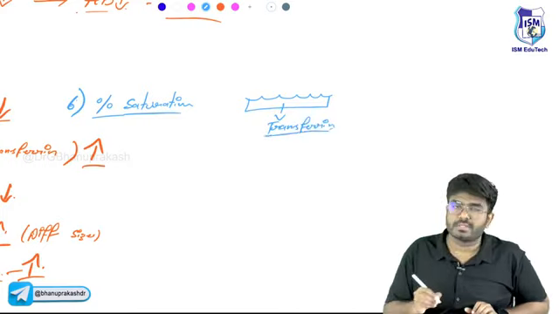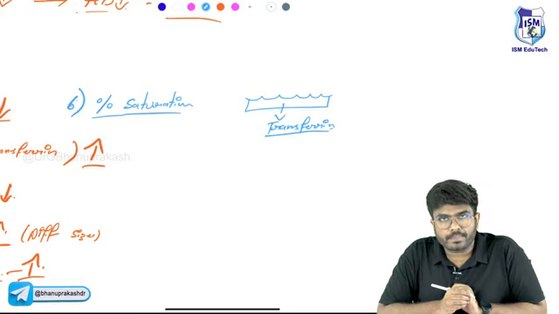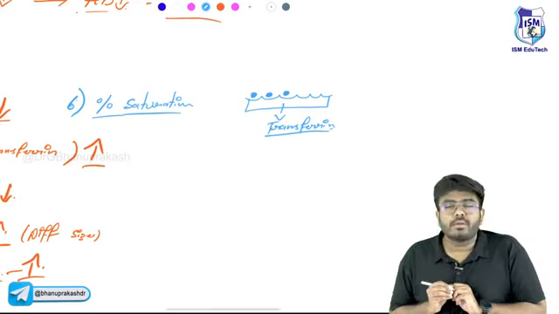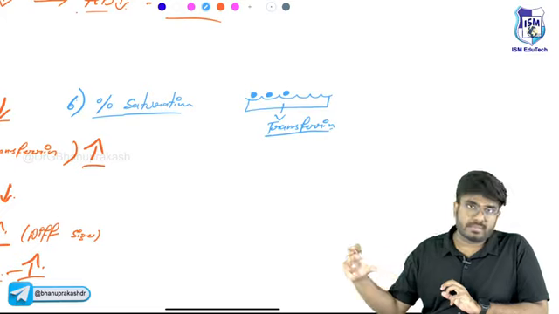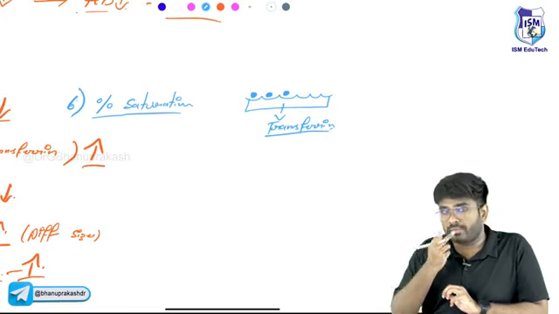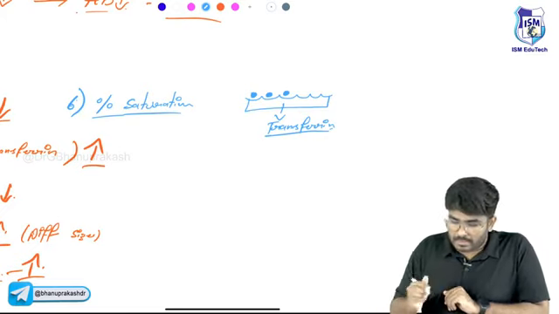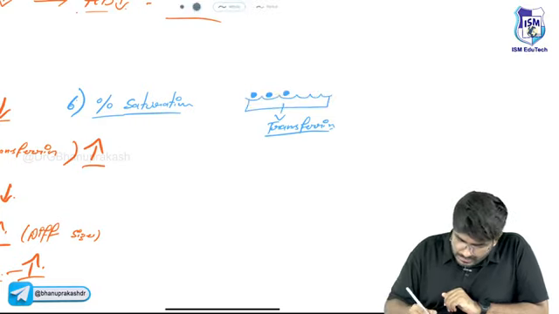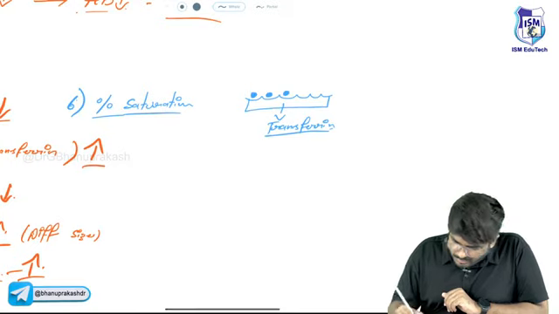This is the transferrin molecule, sir. Now this transferrin molecule is binding with iron. It can bind with many irons, almost 6 irons. But it is not binding with all the irons. It can bind with all the iron, but it's not binding.